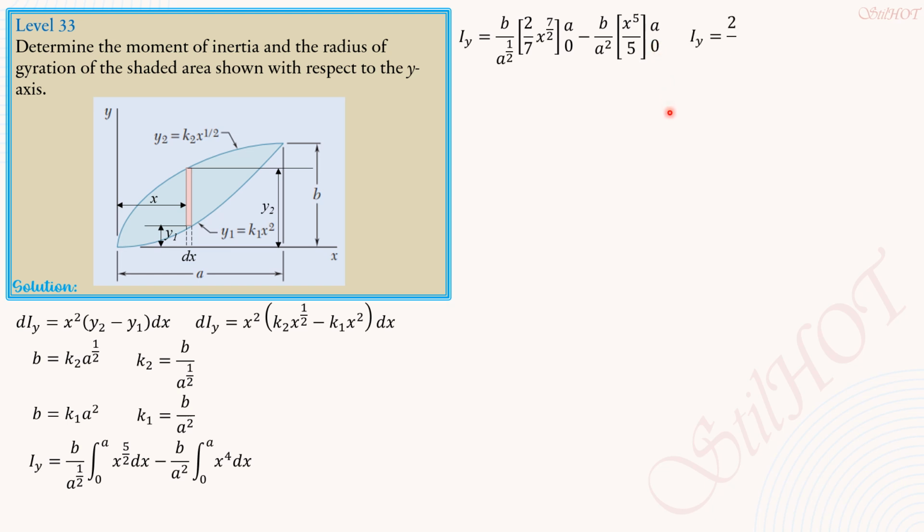Substituting, Iy equals 2/7 a cubed b. If we simplify this, then minus 1/5 of a cubed b. Simplifying, Iy is equal to 3/35 a cubed b. Then for ky, it is the square root of Iy over area.